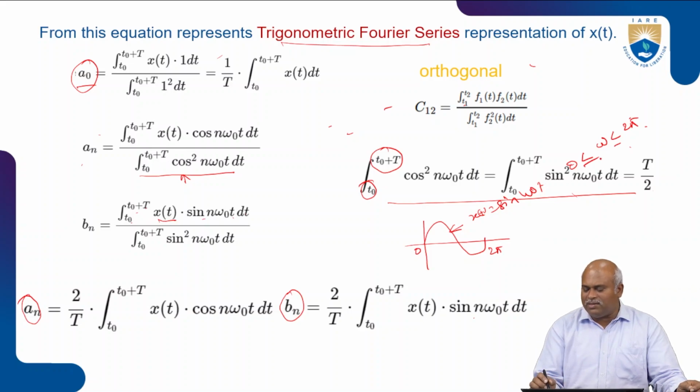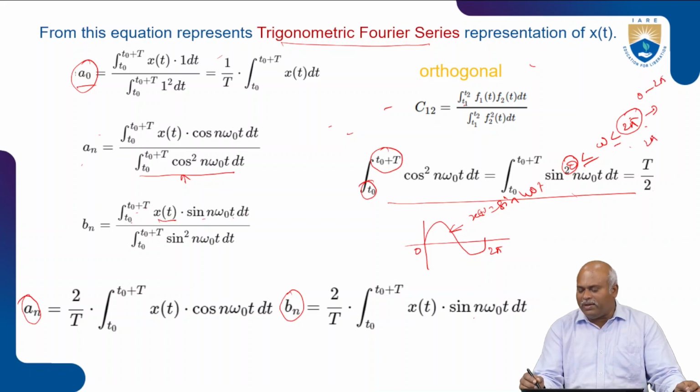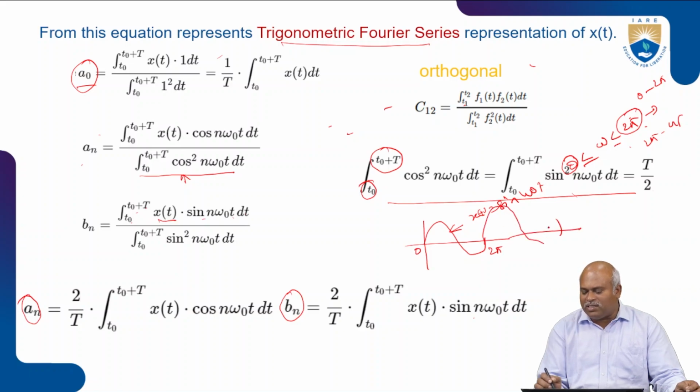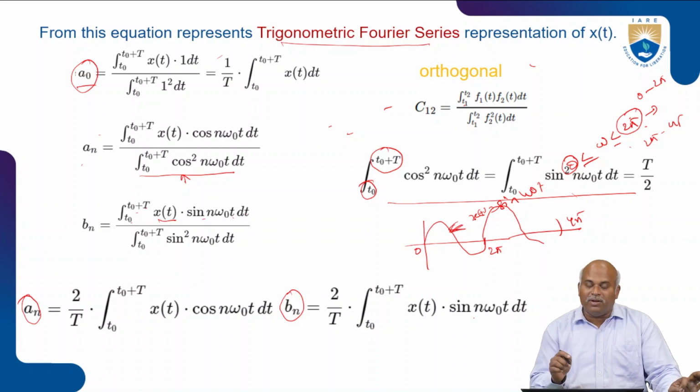In 0 to 2 pi, this value is represented as the minimum and this value as the maximum. This continues after the next 2 pi, that is 0 to another 2 pi. That means 2 pi to 4 pi will have the same character of signal. This is 2 pi to 4 pi. Now we are going to analyze this signal for the trigonometric Fourier series.